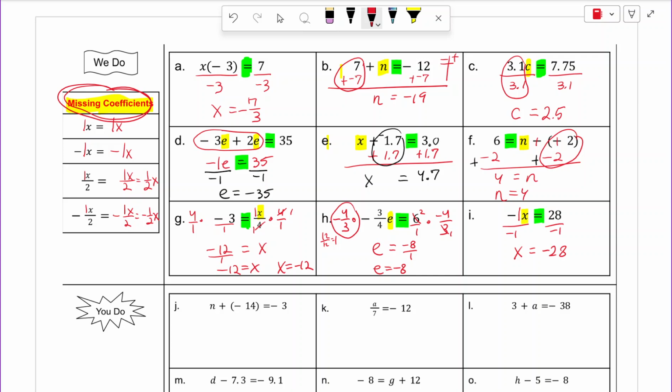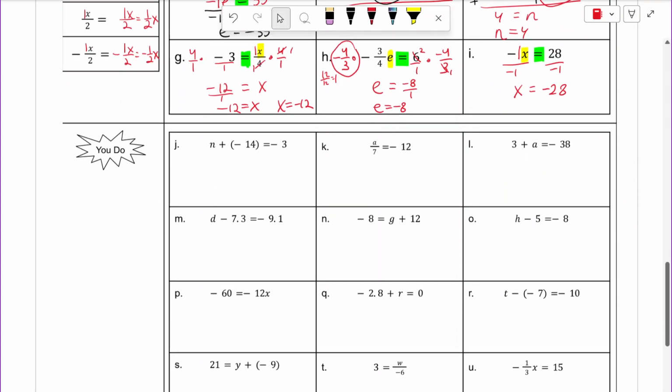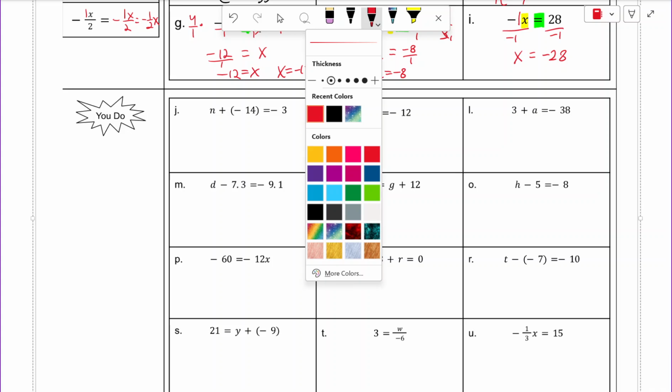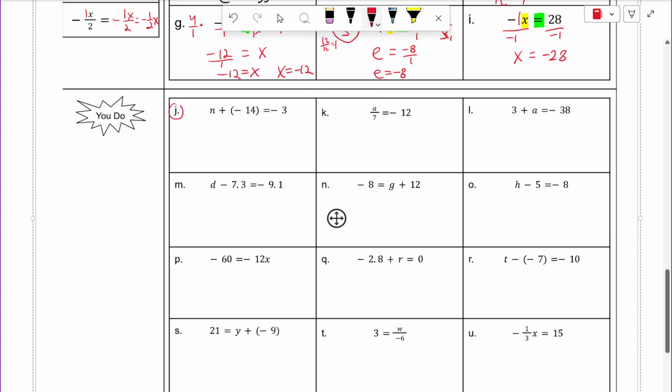All right, that's a lot of examples that you may want to rewind and take a look at as you are doing the you-dos. Okay, we have a total of 12 of them before we get down to the test readiness check. So in these 12, we got to make sure you have it down. All right, so I'd like you to pause the video and try J, just J. Pause now.